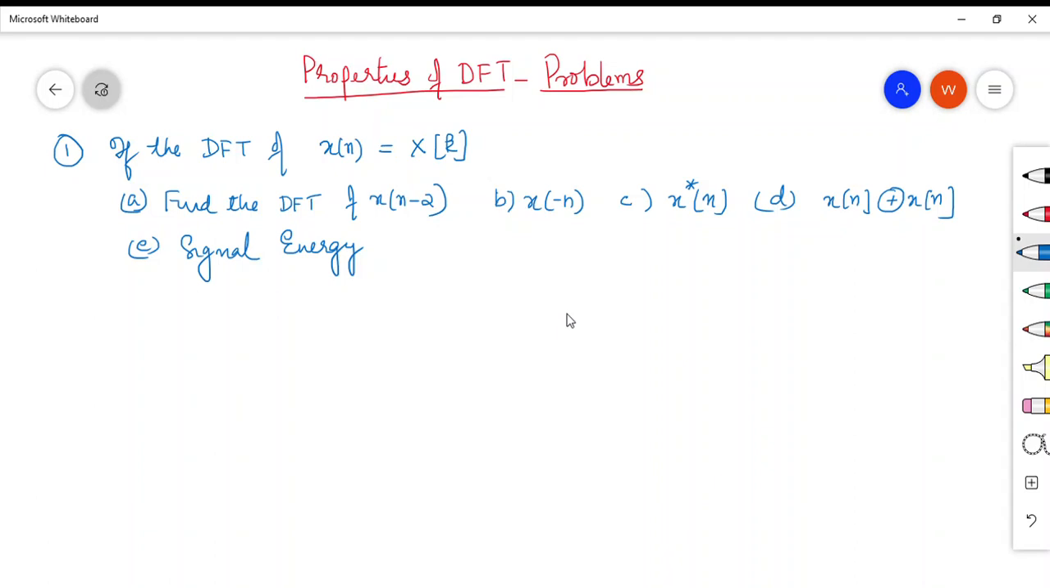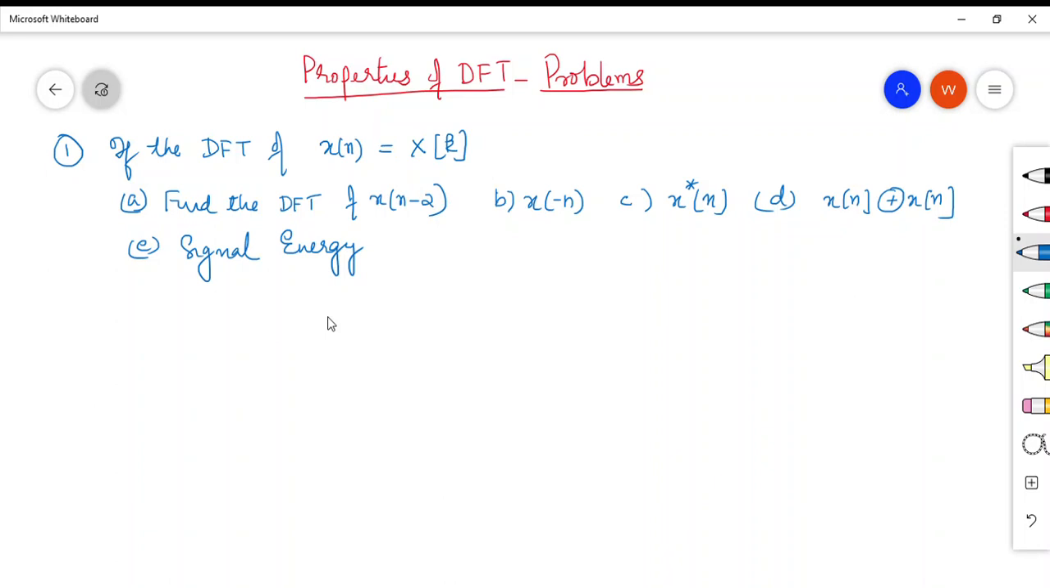Now we'll see some problems coming in this portion, based on the properties of DFT, and how you will solve problems. Now this is the first one. If the DFT of x of n is equal to X of k, find the DFT of x of n minus 2, x of minus n, x conjugate n, x of n circular convolution x of n, and finally signal energy.